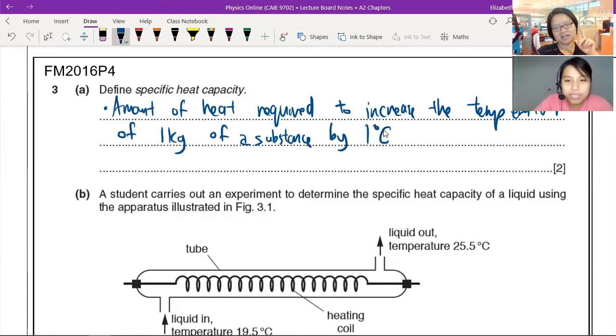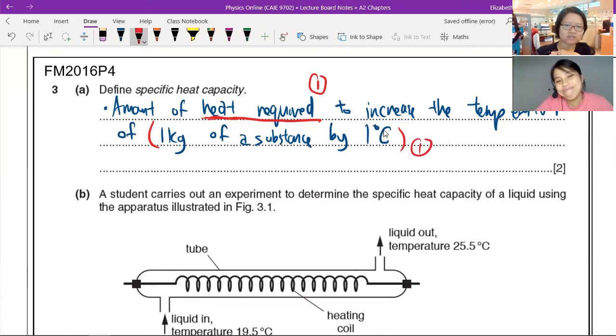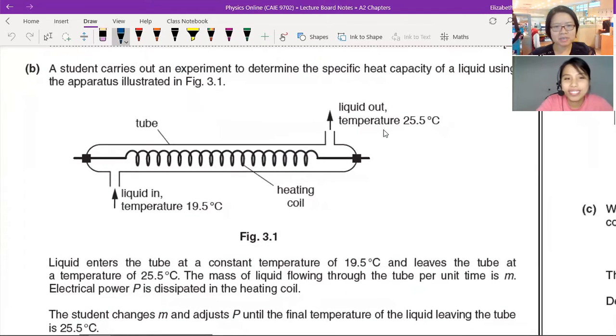Amount of heat, the idea that specific heat capacity is actually heat or energy, is 1 mark, and then the per unit mass per unit degree Celsius is the other mark. So the amount of heat required is 1 mark, and then 1 kg by 1 degree Celsius is the other mark. All right. Okay, B.